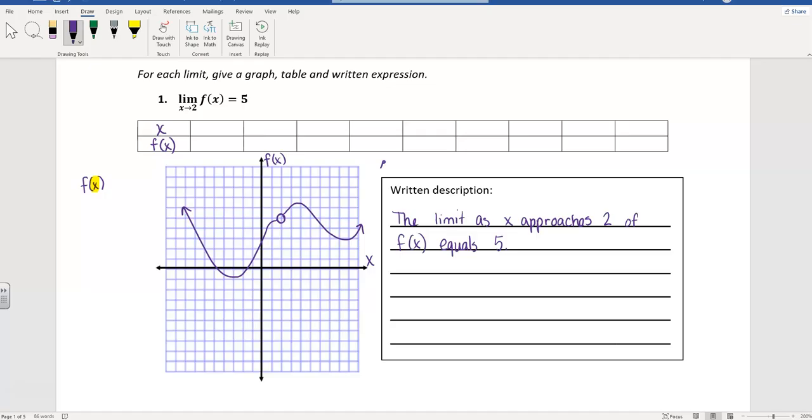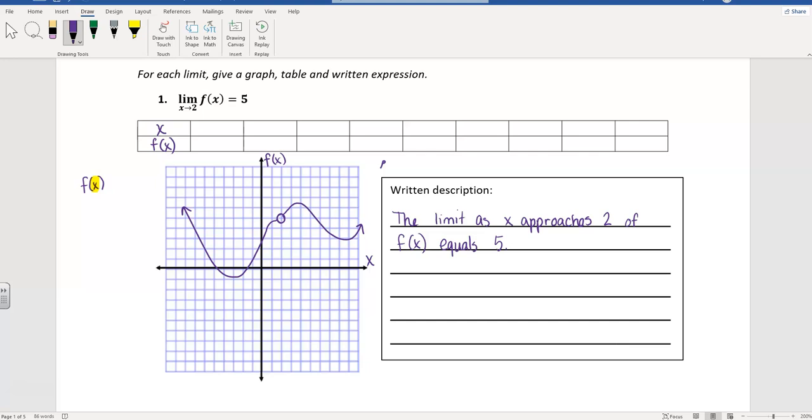Then I need your table to match your graph. So I need your table to match your graph and support the limit statement. Like if I didn't have the graph here, I could still sort of see this from the limit or from the table. So what number are we really focused on in this table? 5 is the y coordinate we're focused on. What about the x? 2.